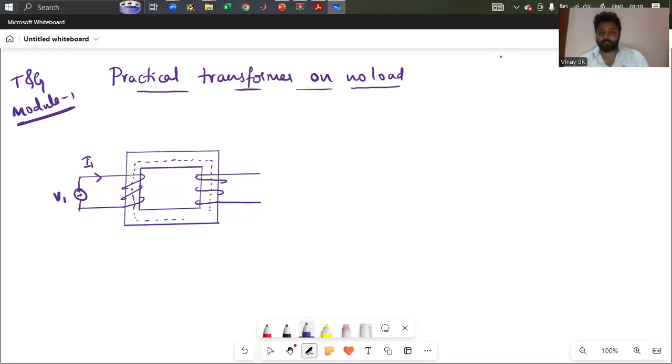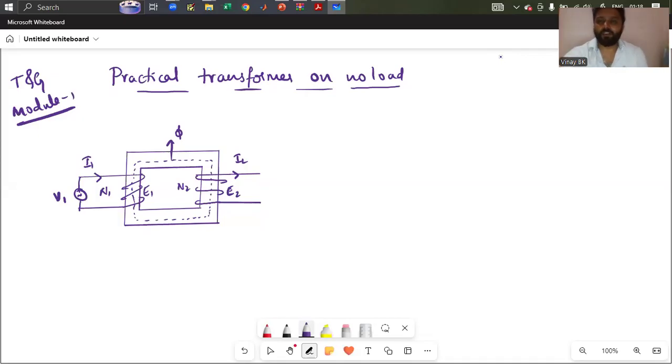Due to this linkage of the flux, EMF is induced in the secondary winding of the transformer. You can call this E2 a mutually induced EMF, and E1, which is produced on the primary side, you can call a self-induced EMF. The primary winding has N1 turns, the secondary winding has N2 turns, and the main flux is phi.